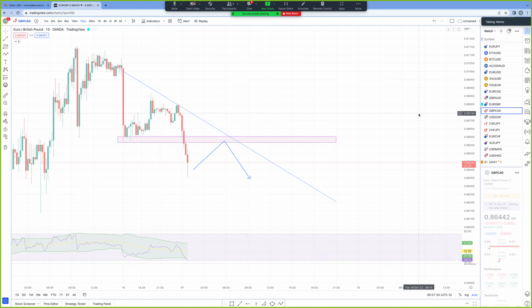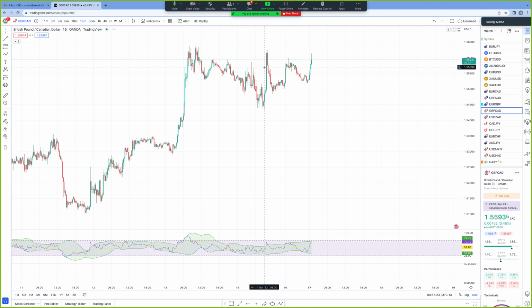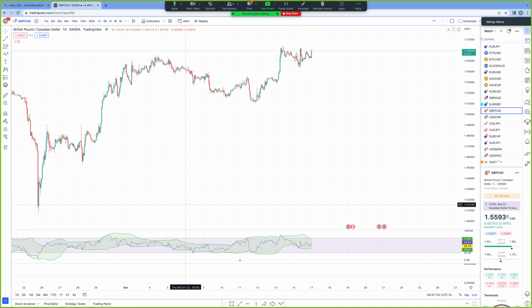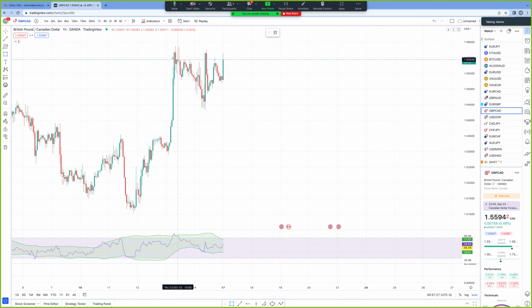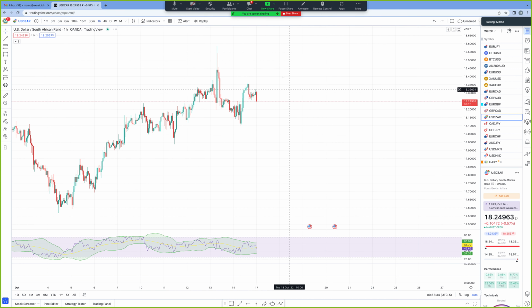All right. So GBP CAD, let's go into H1. We'll mark up this nice H1 zone. And we'll wait for break and retest there to go long.